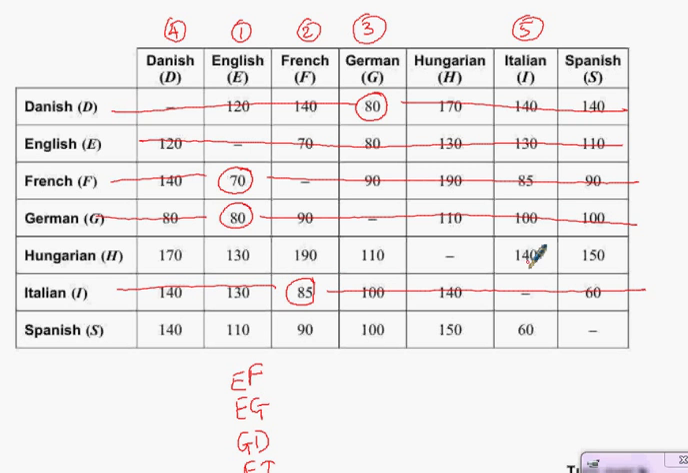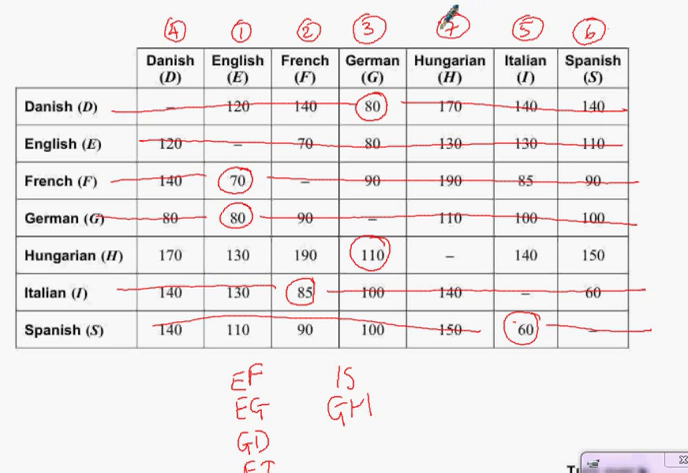Okay, so now I've got Italy, which has got a 60 over here, which looks like it might be the shortest. So I'm going to circle 60, which is Spanish. Then I goes to S. S gets labelled 6. Delete S. Look down all the routes. I've only got this line left. And the shortest one is 110. So the last one would be G to H. And that becomes 7, and then we delete this. And that's Prim's.